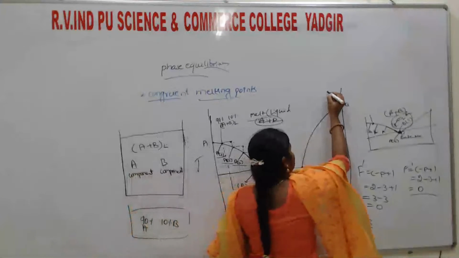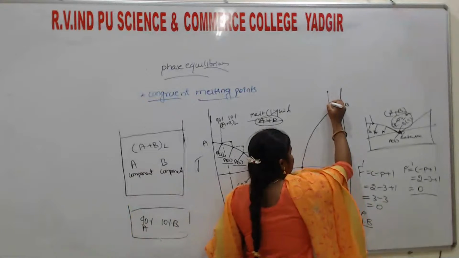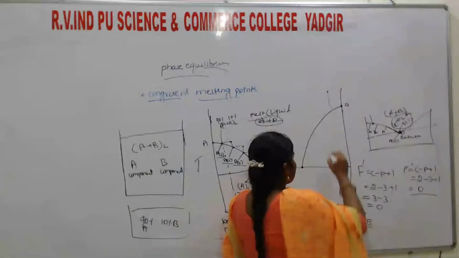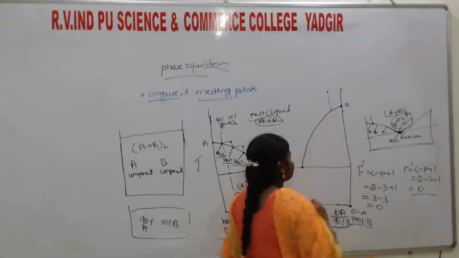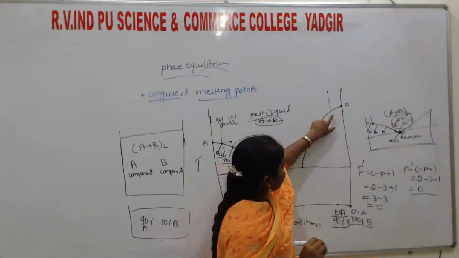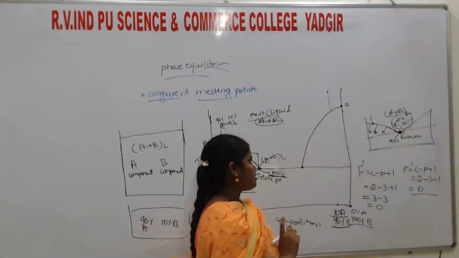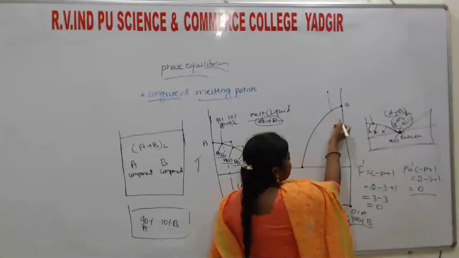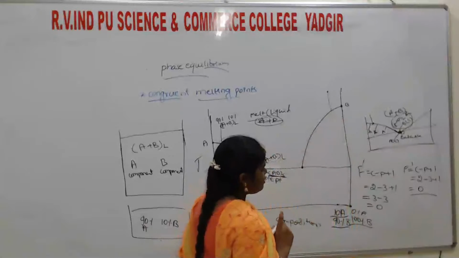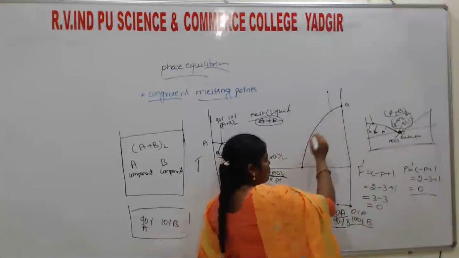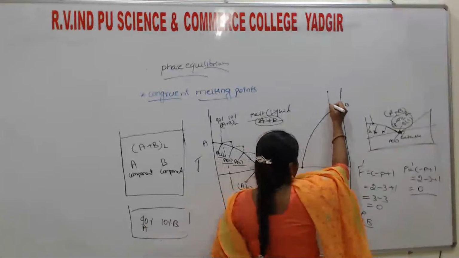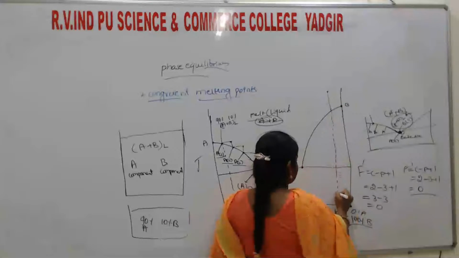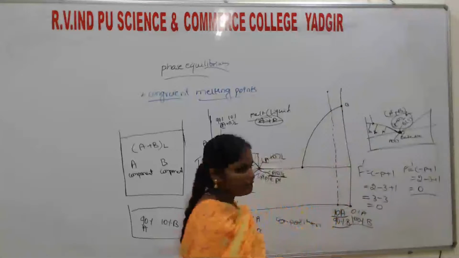And this point I am cooling here. As you are cooling, the point reaches here. Here only two phases are present. This curve has two phases: one is liquid and here B solid is formed. First B starts separating as solid. When this point is attained, here I have taken 10% A and 90% B.